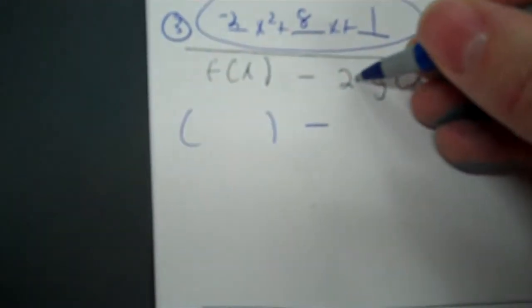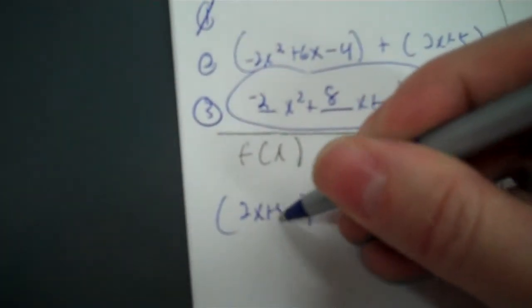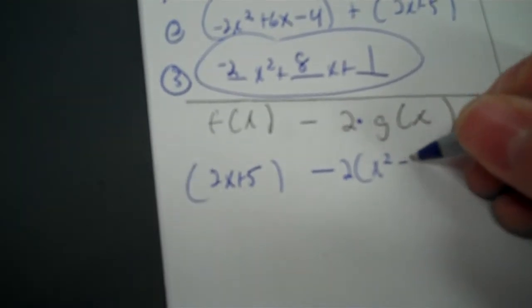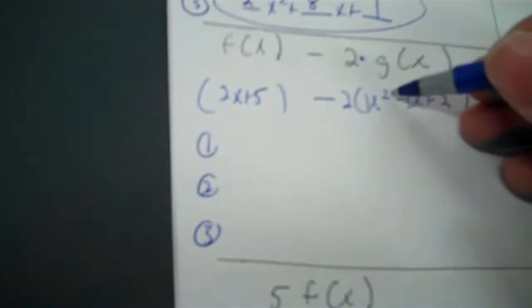Okay, next one's a minus, okay, so it's the f minus the g. We will apply that 2 in front of the g function, okay, so I put a 2 there. So f is going to be 2x plus 5, and g is x squared minus 3x plus 2. Okay, it's pretty much kind of the same process as the last one. The power's on the inside.